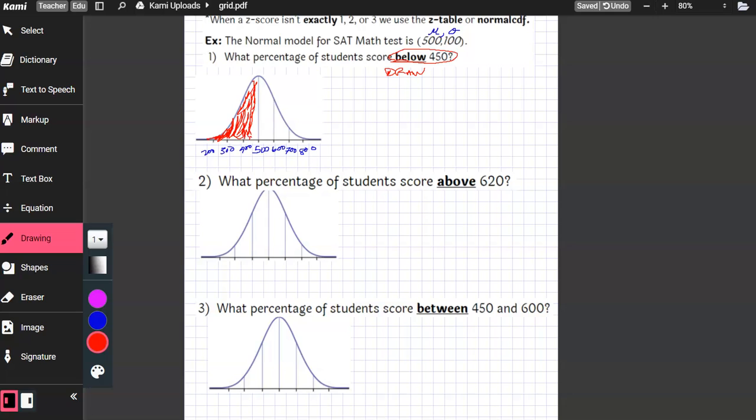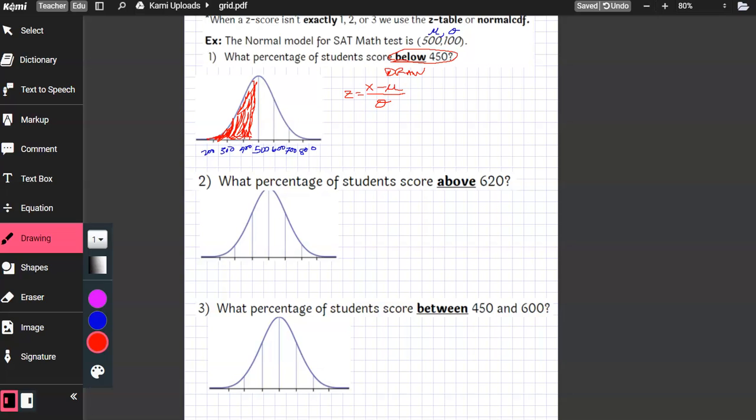Okay, so that's why the empirical rule won't help us too much here, but it gives us an idea that, hey, maybe the answer has to be less than 50% because it's below the mean, right? So one way to do that is to use the z-score formula. The z-score formula that we're going to use is equal to the individual value, like the 450, minus the mean, divided by the standard deviation.